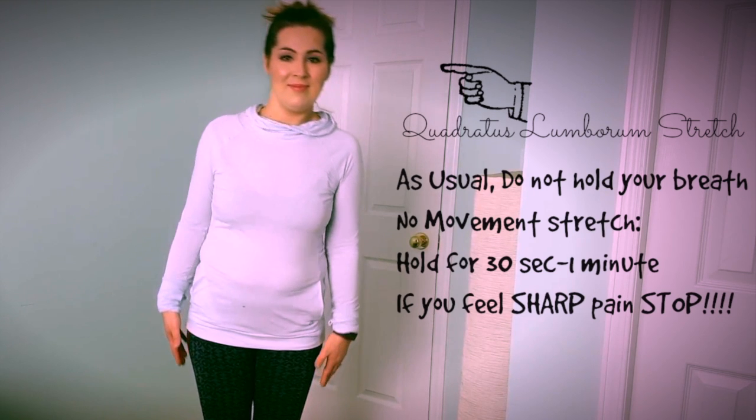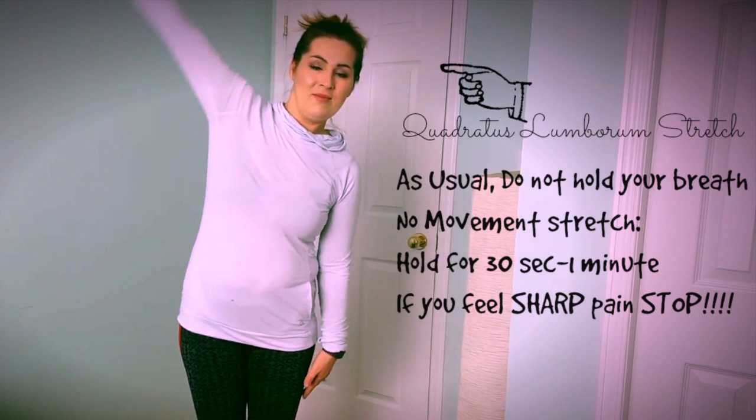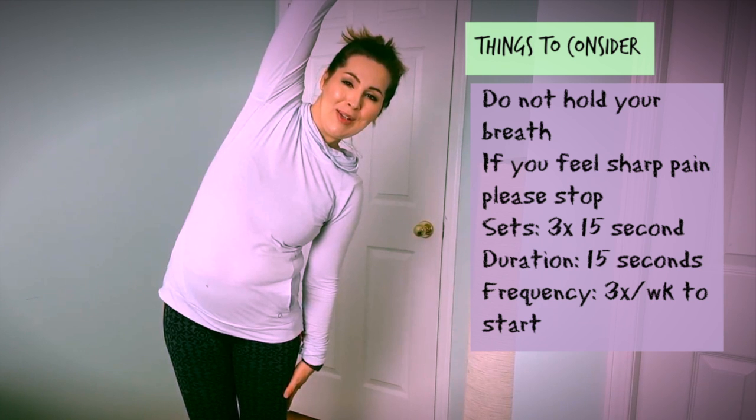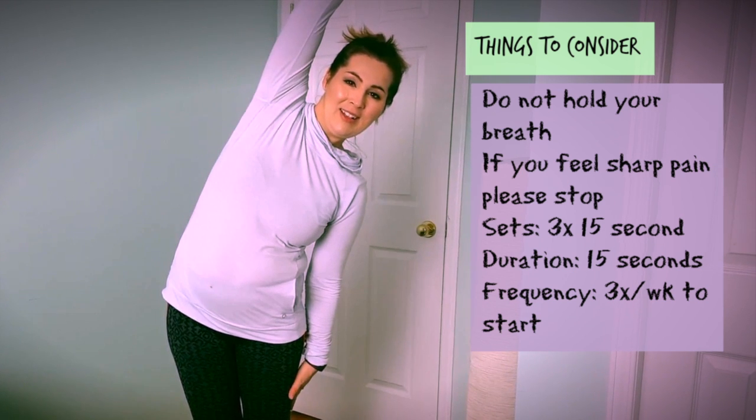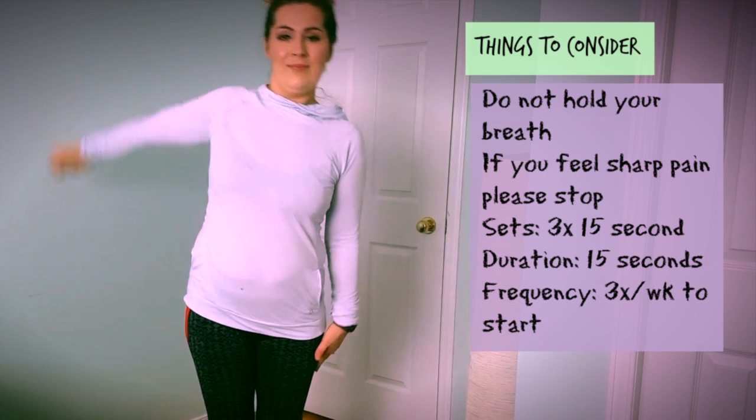Alright, we're going to be working on our quadratus lumborum stretch. We'll begin with your feet nice and strong together and your core engaged. If you're side bending to the left, you may bring your right arm overhead to intensify the stretch. If you find that you have shoulder issues, you may also skip this step.